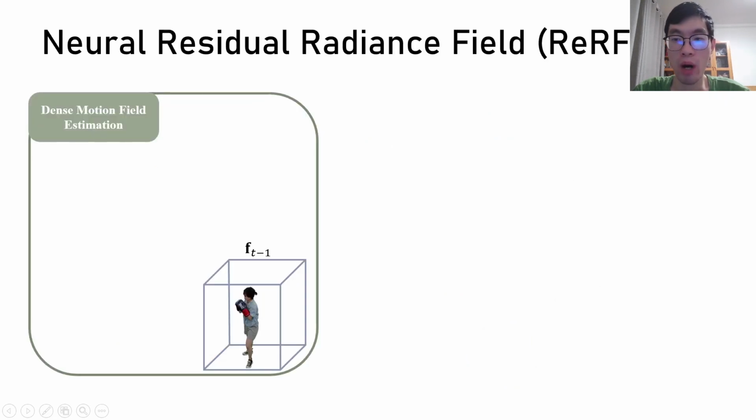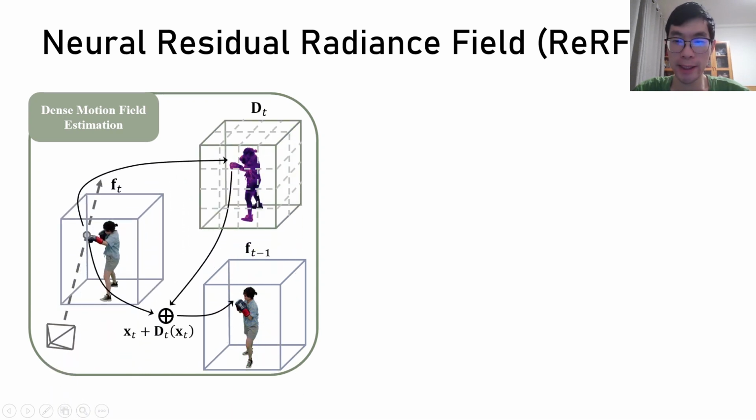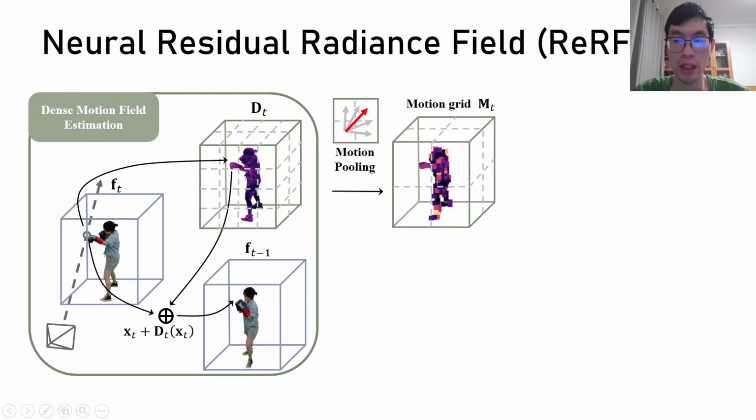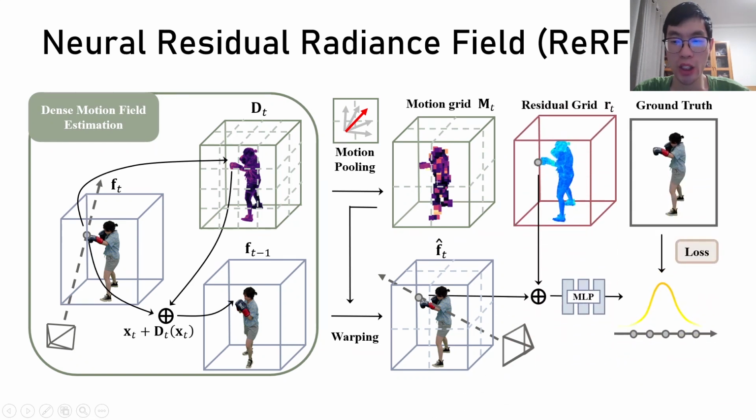And now this is our neural residual radiance field REF detail pipeline. Given a well-trained feature volume F_{t-1}, we first estimate a dense motion field D_t, and next we'll generate a compact motion grid M_t through motion pooling. Finally, we will warp F_{t-1} to a base grid F_t hat and learn our residual grid R_t to increase feature sparsity and promote compression.